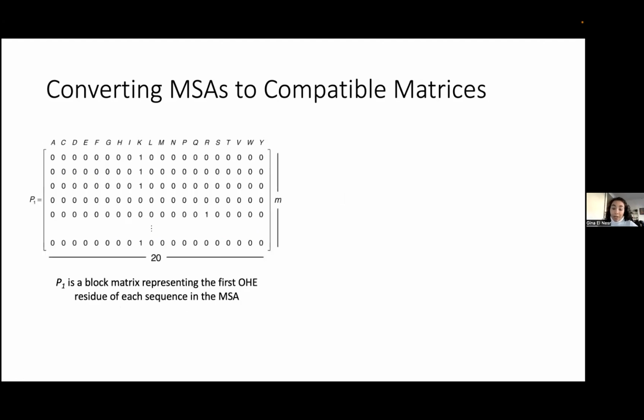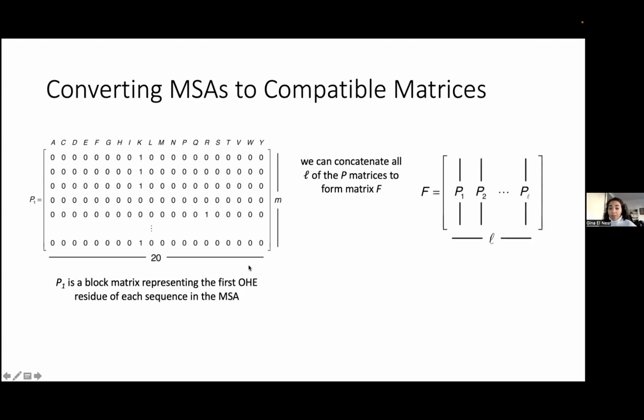So now you have a 20 by L, you have a 20 by M matrix. For the first residue, you'll have a string of 20 integers, 0 or 1, and we consider that the P block. So this block right here is the P block. And P block is a matrix representing the first one-hot encoding residue of each sequence in the multiple sequence alignment. So you can imagine that for every single residue in the sequence, we can concatenate them together, all L of them, and we form what we call the F matrix. So every single residue has its one-hot encoding, concatenate all of that, and you get an F matrix. This F matrix is pretty important.